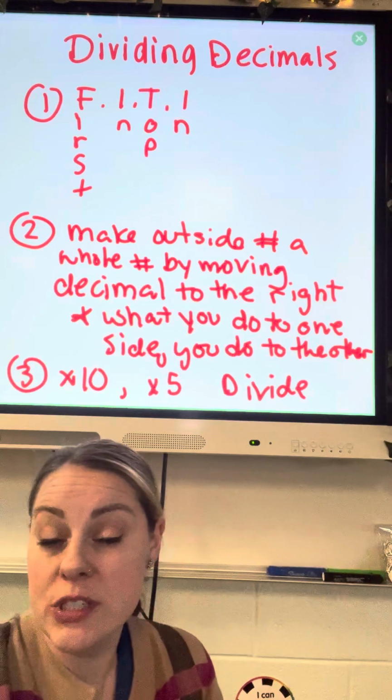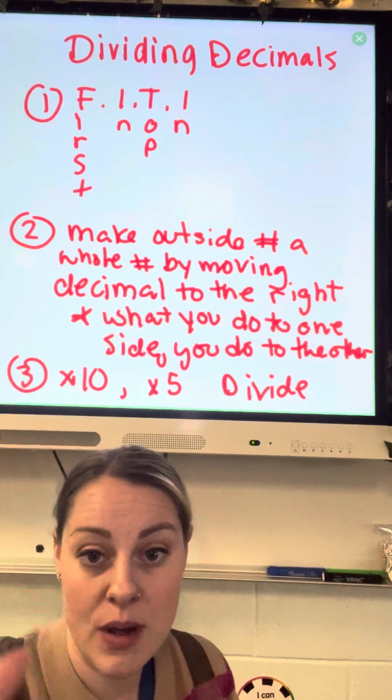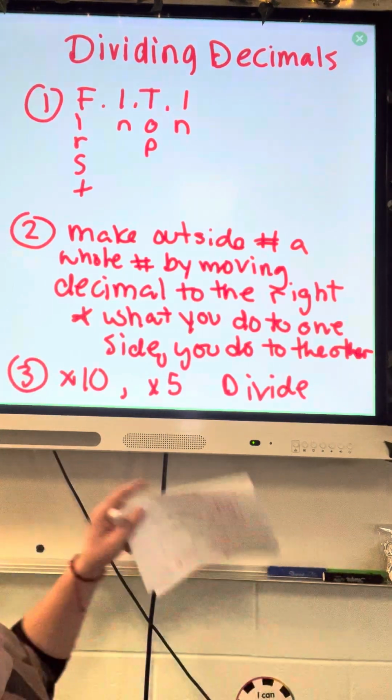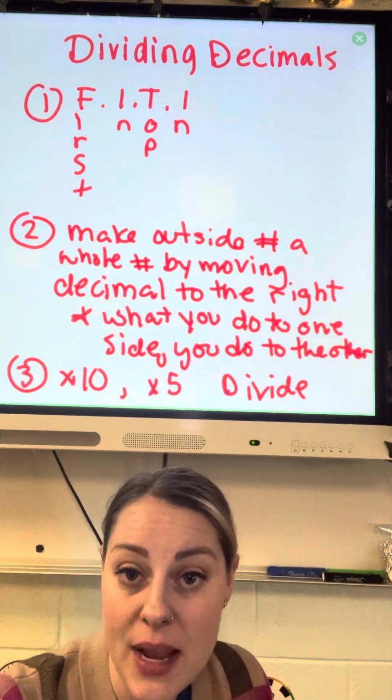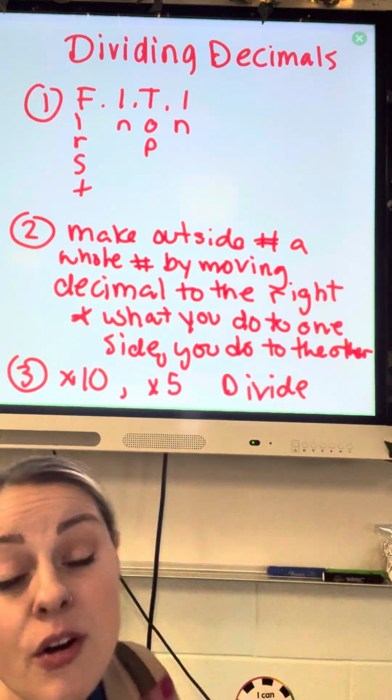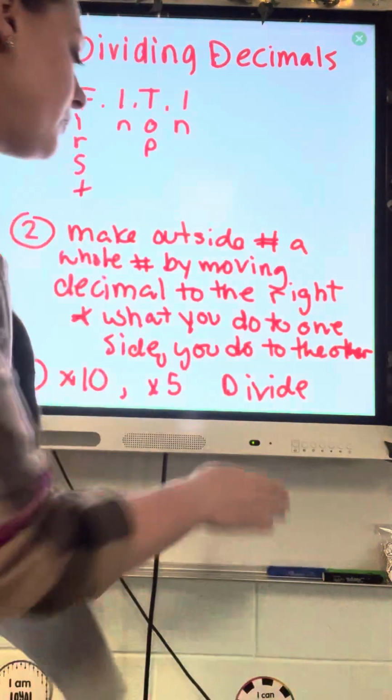It's just a math rule. What you do to one side, you do to the other. What you do to the top, you do to the bottom. What you do to the left, you do to the right. Step 3, that's where I put my math hack in. I multiply my outside number by 5 and 10. And then step 4 would be to divide. So here we go.